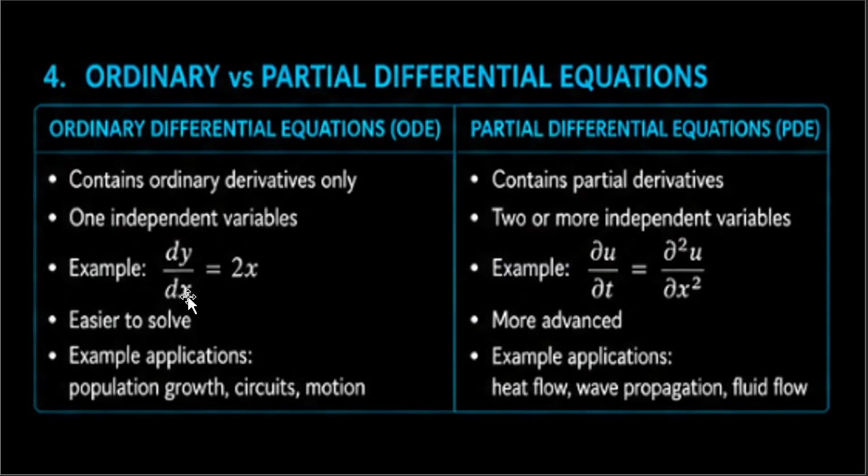So for example, we have dy over dx equals 2x. So it is easier to solve, and the application is population growth, circuits, and motion. The other one is the PDE, or the partial differential equation. So it contains partial derivatives. So mainly it has two or more independent variables. An example is this one. It is more advanced, and the application is usually on heat flow, wave propagation, or fluid flow, which is usually in terms of three-dimensional space.